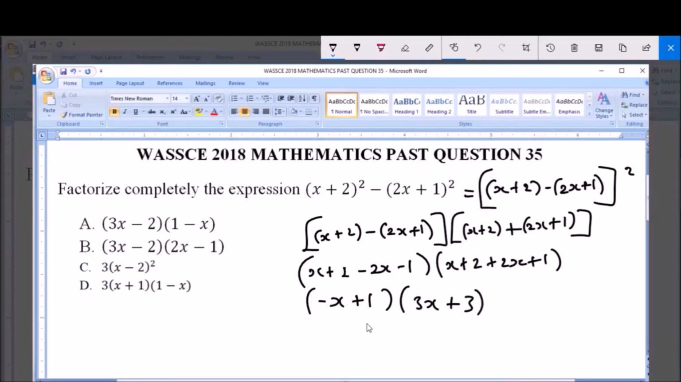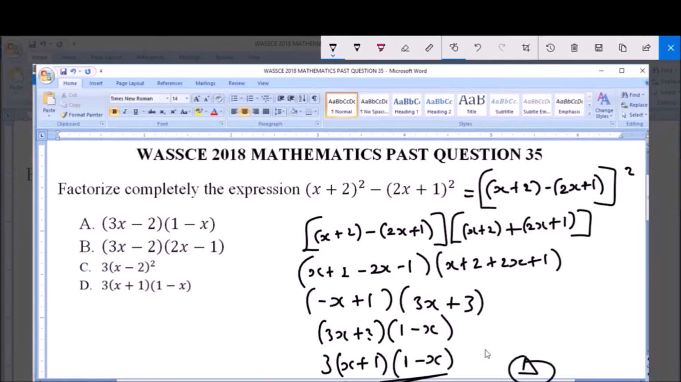Now we can rewrite this as 3x plus 3 into 1 minus x. That's rewriting this; this will be 1 minus x. So here we have what? Factorize this bracket. We have 3 into x plus 1 into 1 minus x. So this is the complete factorization for this expression, and that is option D. So option D is the correct answer.